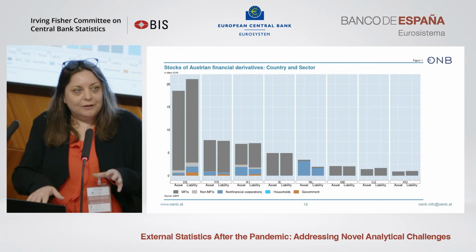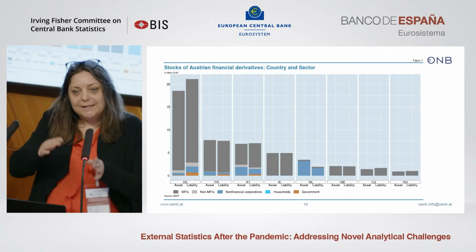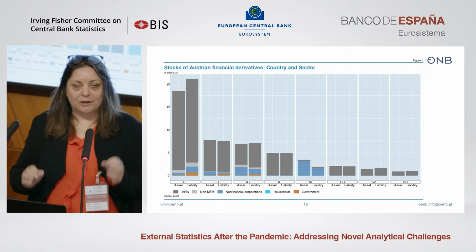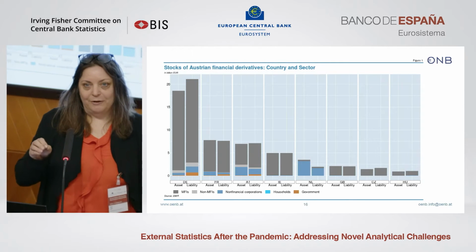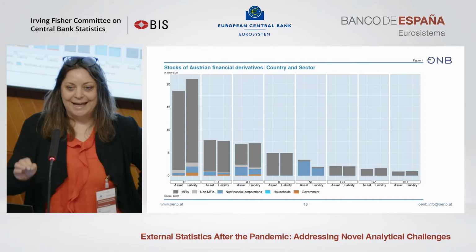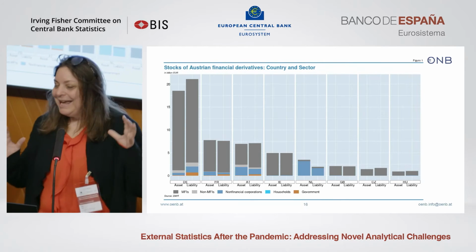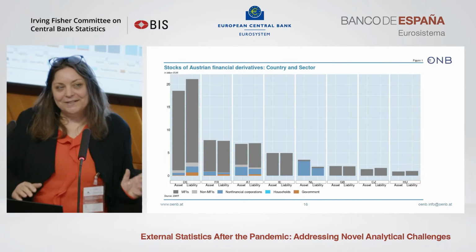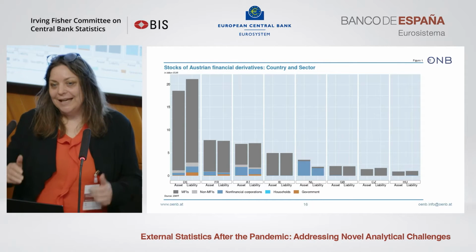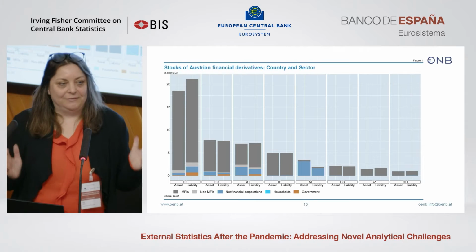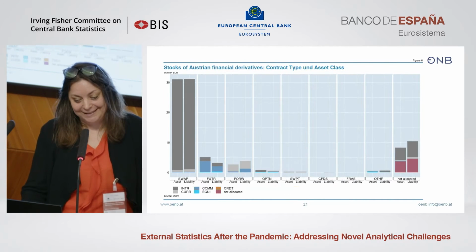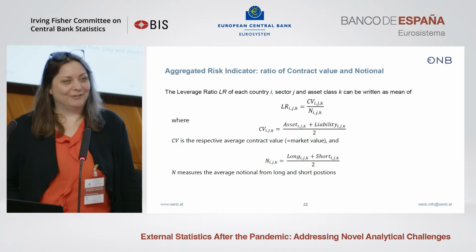So after going through all these different combinations, we get a big picture which tells us that Austrian MFIs are invested in interest rate swaps against Germany. This is like the main result. And Austrian non-financial corporations are invested in commodity derivatives against the Netherlands. So this is the big picture. If you have time afterwards and you're interested, you can go into more detail.